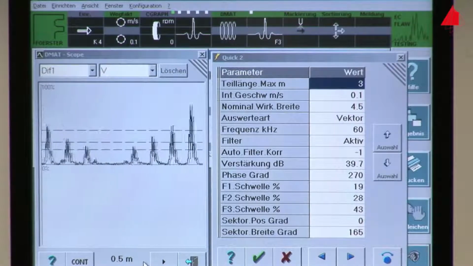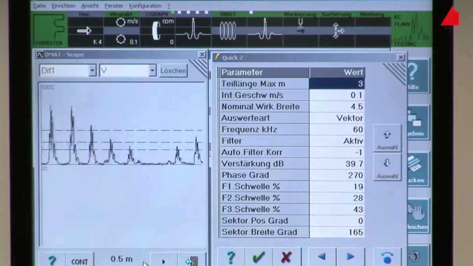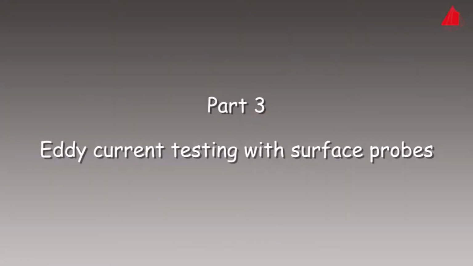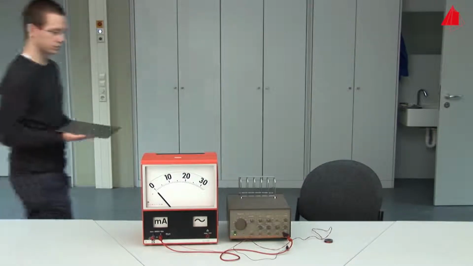But one thing cannot be determined with this coaxial probe. It is the location of the defects in circumferential direction. Here we need another version, the eddy current testing with surface probes. We want to show this version in our laboratory too.